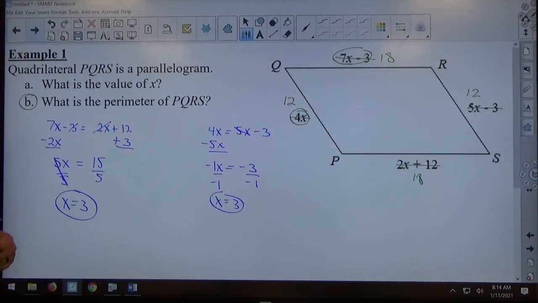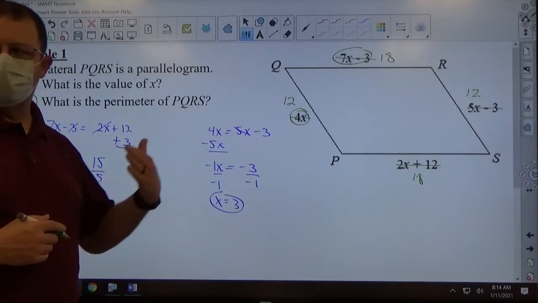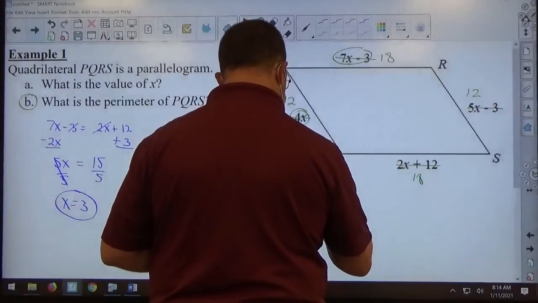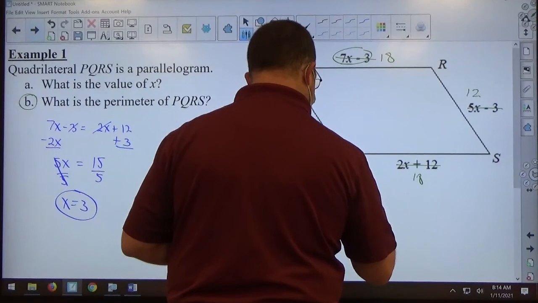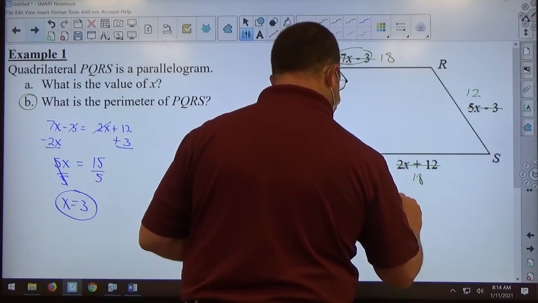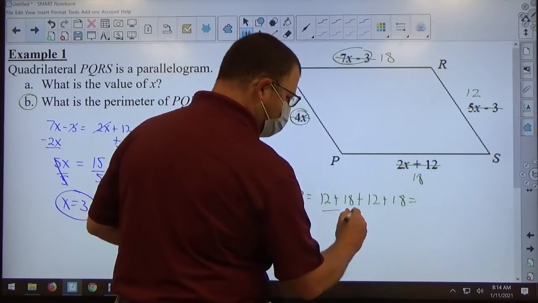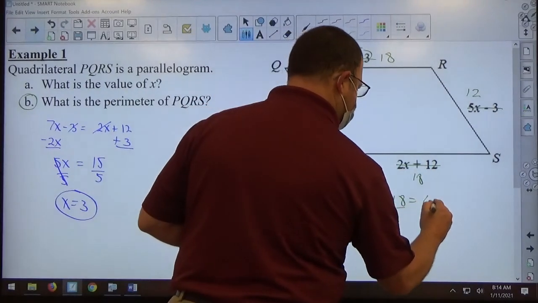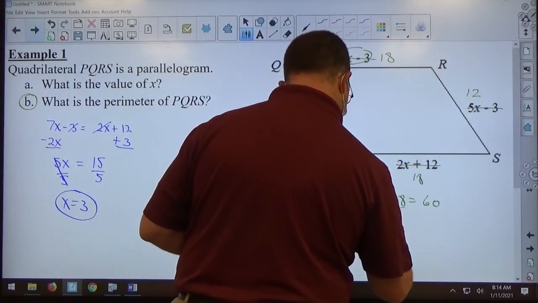So we know the length of every side now, so perimeter is simply the sum of those 4 numbers. So perimeter is going to be 12 plus 18 plus 12 plus 18. 12 plus 18 is 30, plus 30 makes 60. So the perimeter of this parallelogram is 60.